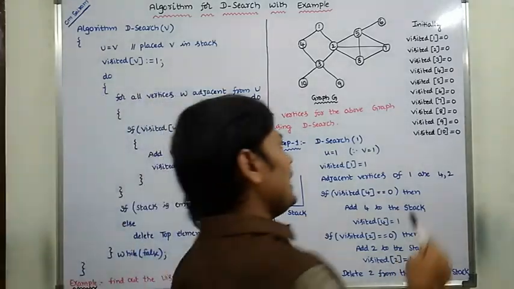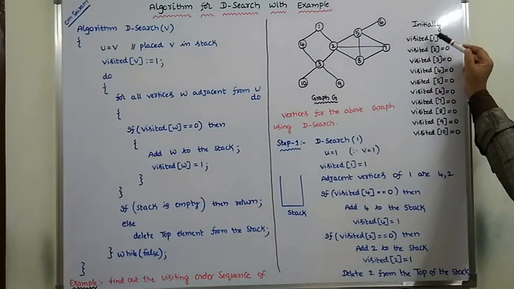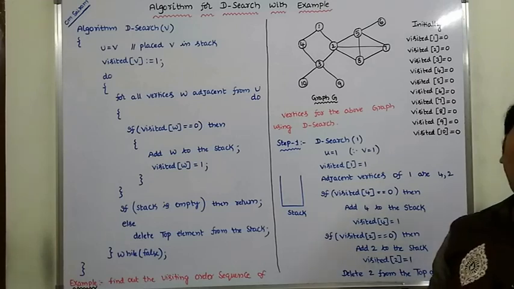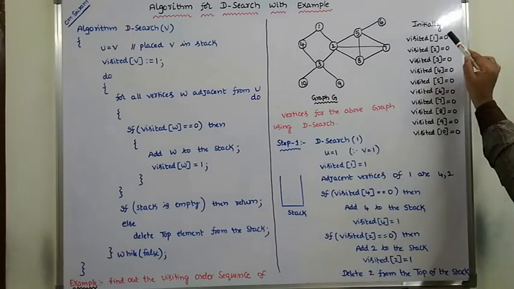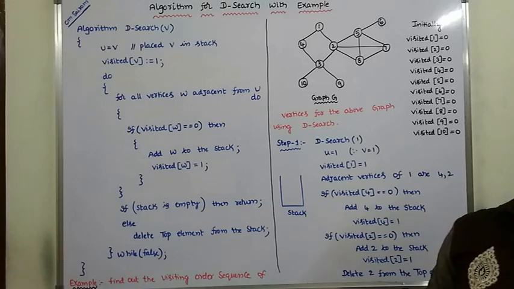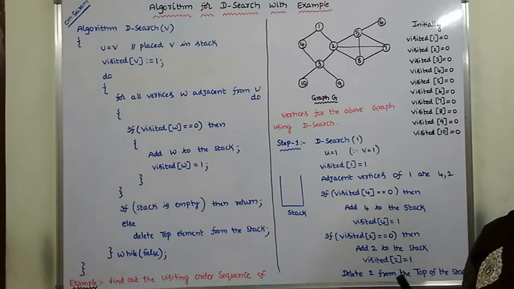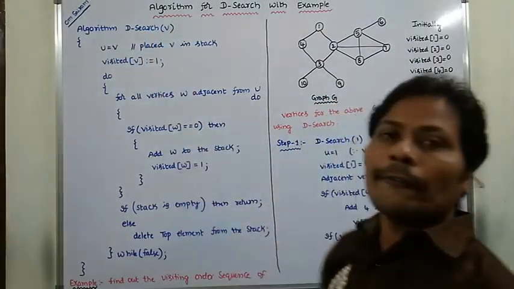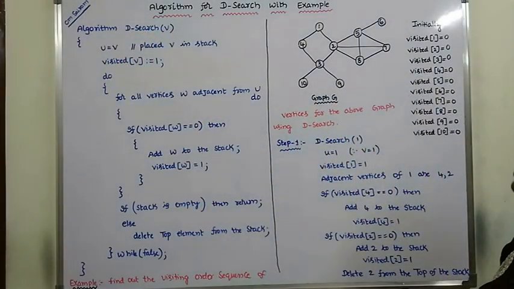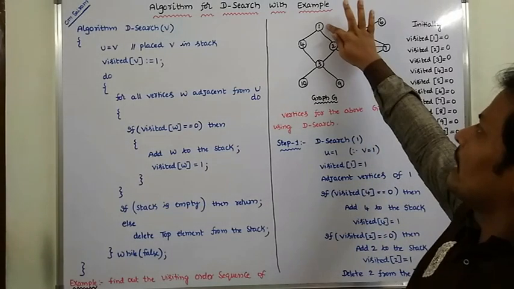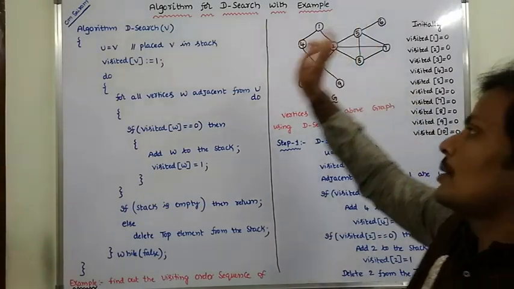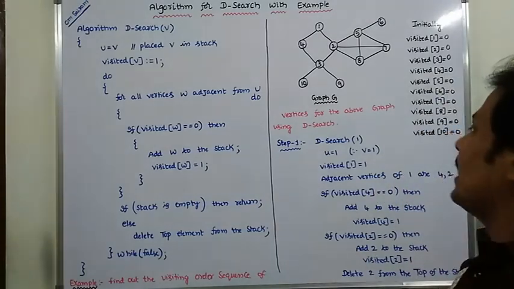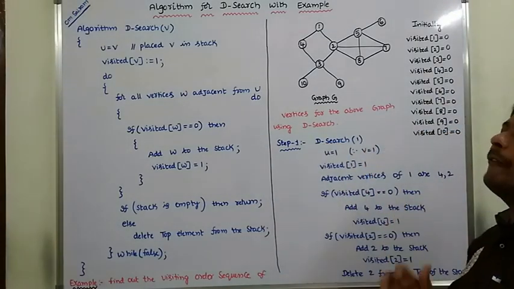Initially, all the vertices from vertex 1 to vertex 10 are unvisited, so visited of 1 to 10 is equal to 0. Whenever a vertex is visited, visited of that vertex is equal to 1. Now, go to step 1. Example: algorithm D-search of V, where V is the starting vertex. Here the starting vertex is 1, so algorithm D-search of V is D-search of 1.